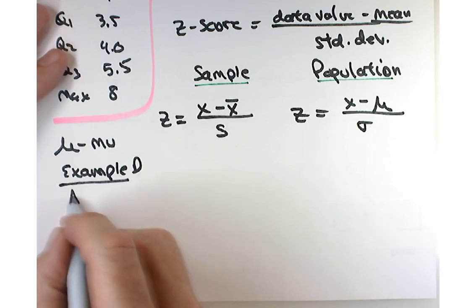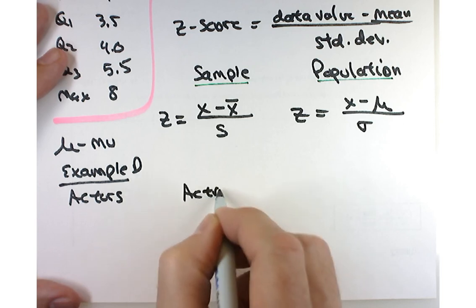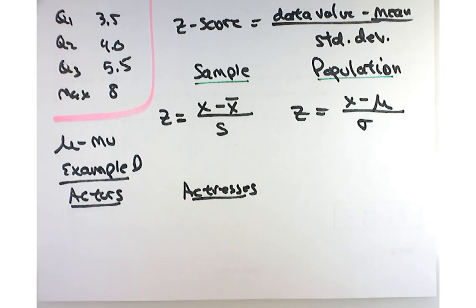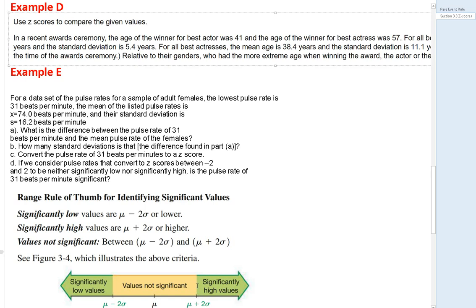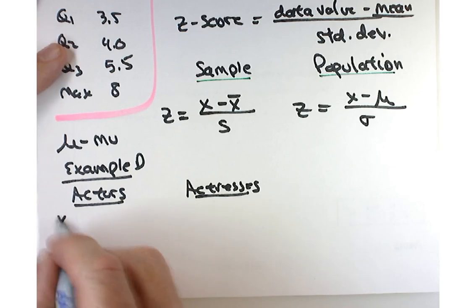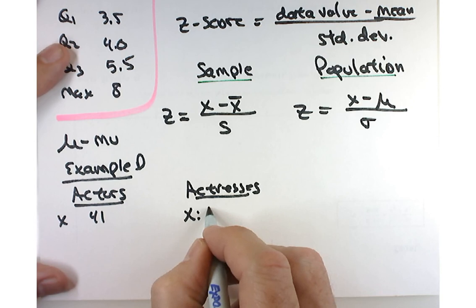So we've got actors and actresses. Even though I mentioned in the problem that they're talking about the Academy Awards, in a recent awards ceremony, the age of the winner of best actor was 41, and the age of the winner of best actress was 57. So that's your X values. X here was 41, X here was 57.